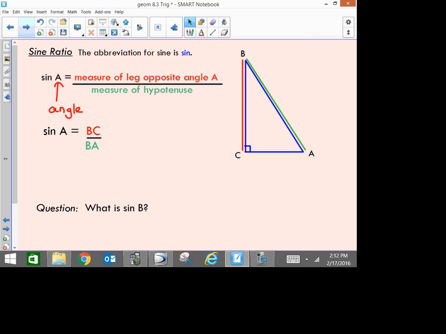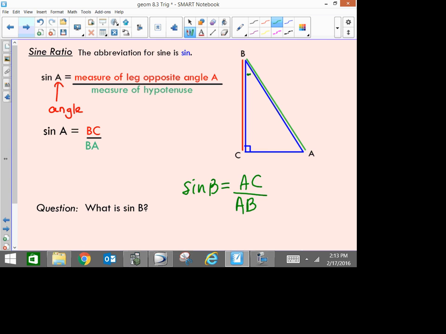If we have a sine A, we also have a sine B. Let's see who can tell me what the sine B is. Here's B up here, so we're going to do the leg opposite angle B. What leg is opposite angle B, Sophia? AC, very good. And again, the hypotenuse is still AB or BA, it doesn't matter.